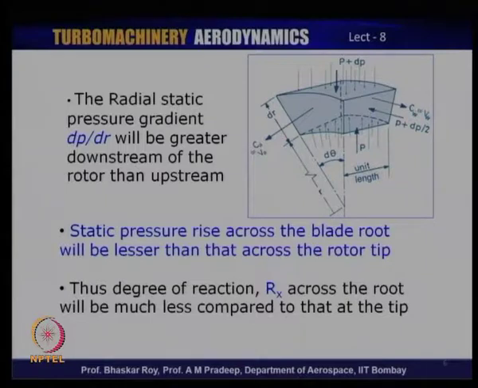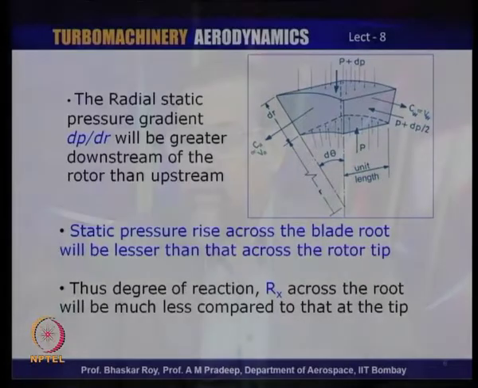And then we come to a very important parameter, degree of reaction, which we have talked about before, and the degree of reaction across the root will be much less compared to that at the tip. That is for free vortex blade design. So, degree of reaction near the root is indeed going to be much lower. In fact, this is something which we will come back to later when we discuss design, and we may have already talked about it a little. The fact that degree of reaction near the root can go so low that it can actually tend to go below 0. That means, it could tend to become negative.